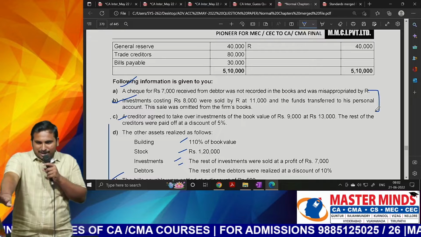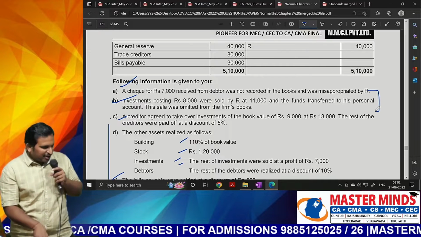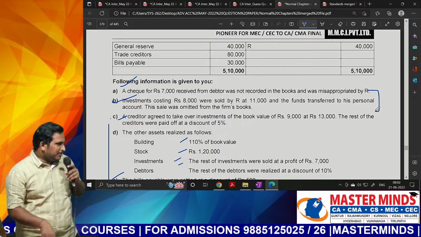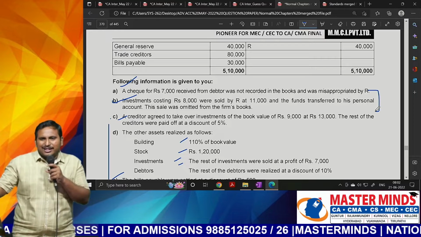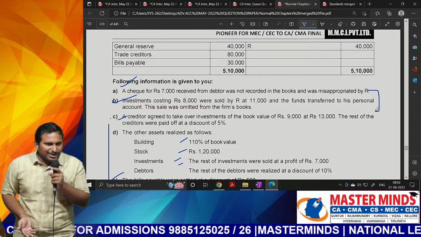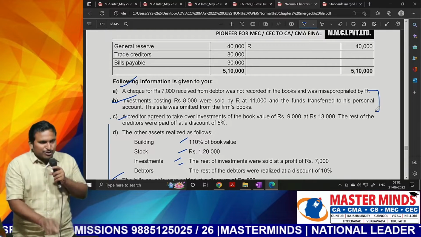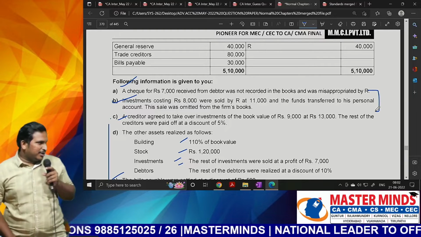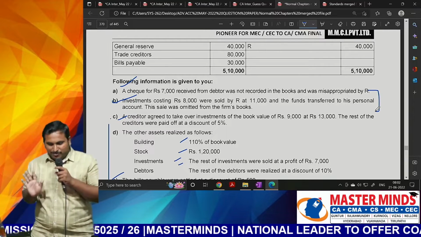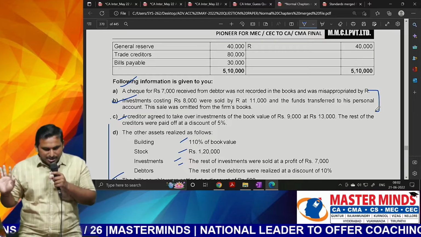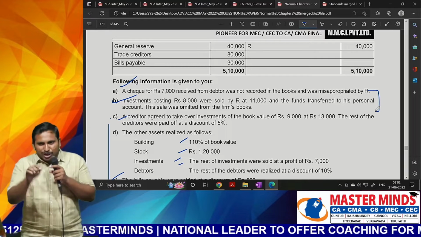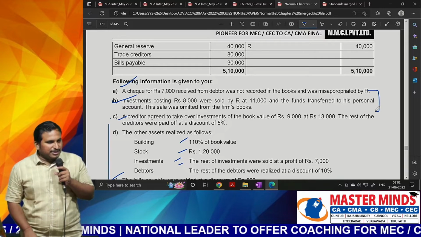You don't know anything. Now you tell me, because this point was not there in the CRD also. But even though it was there in the additional questions, we felt that you can easily answer. Now tell me, suppose you need to write an entry for this. What entry will you write? A check received from debtor, sir. It was not recorded in the books. Now misappropriated by R. Now today you should adjust. Now tell me what is the entry?